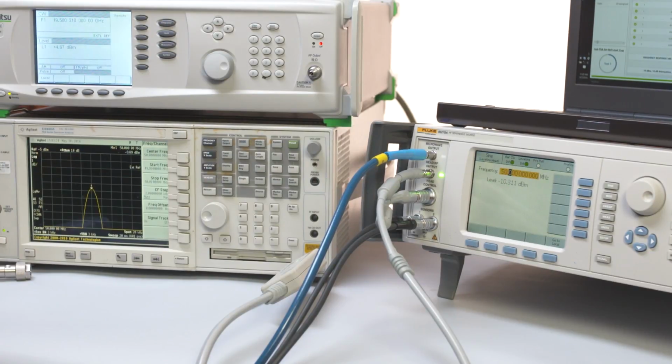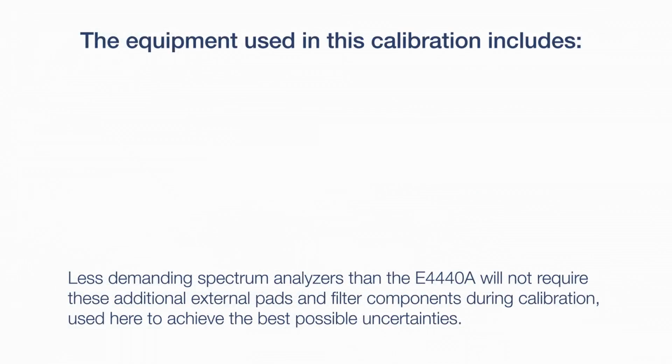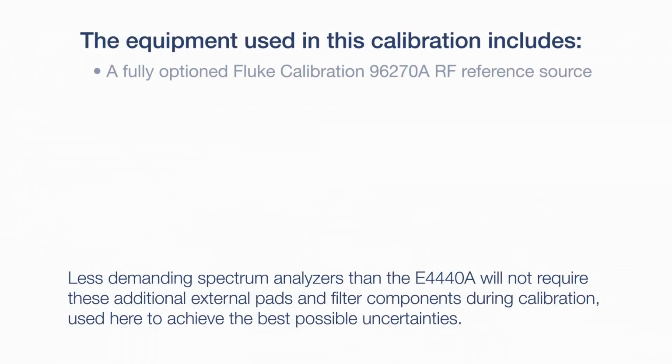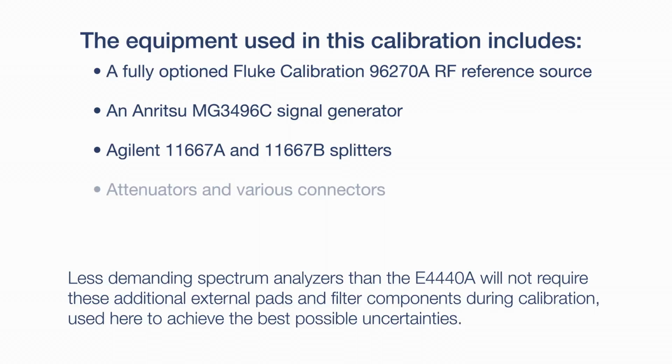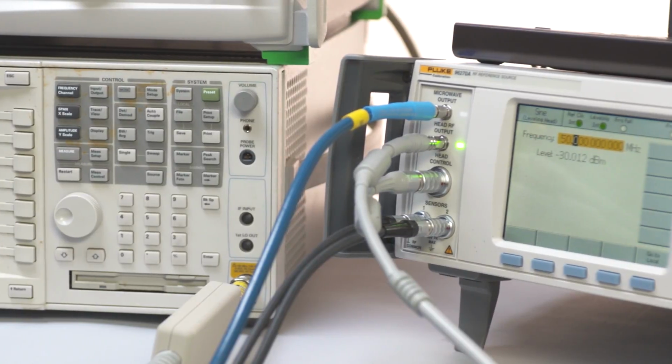The equipment used in this calibration includes a fully optioned Fluke 96270A RF reference source, an Anritsu MG3496C signal generator, an Agilent 11667A and an additional 11667B power splitter, attenuators and various connectors, and 4 low-pass filters. Details on these required accessories are included with the procedure.